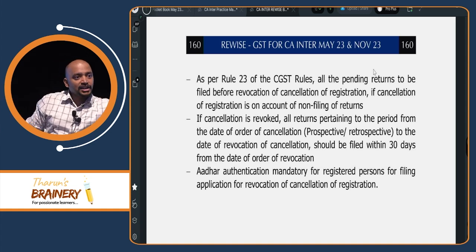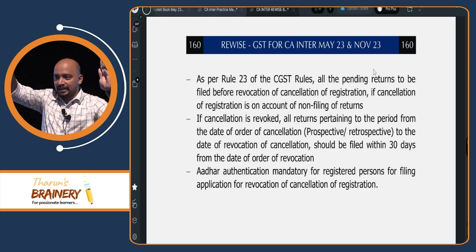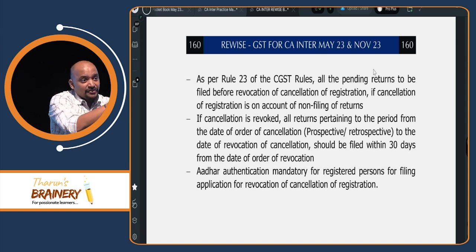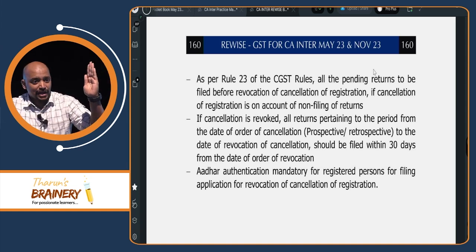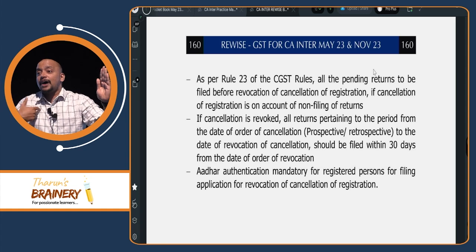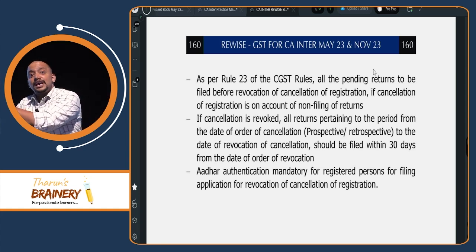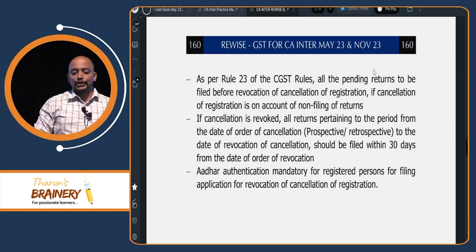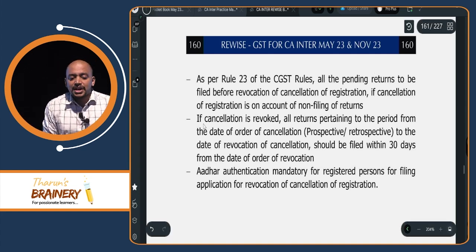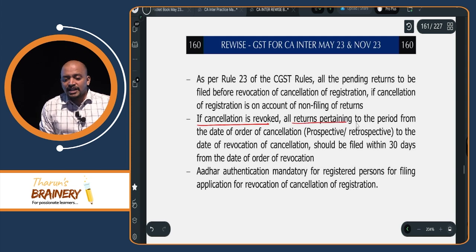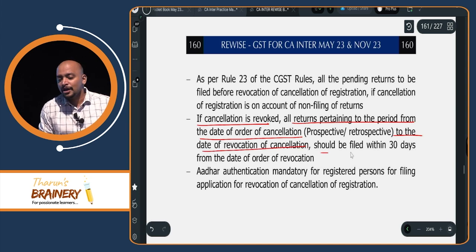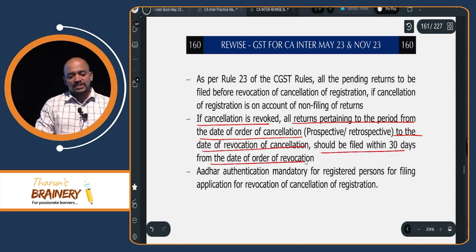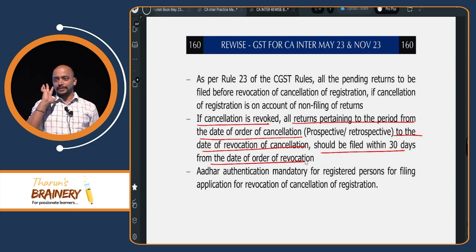Up to the date of cancellation, I have already filed returns. Now from the date of cancellation till the date of revocation of cancellation, I have to file returns within 30 days after they revoke my cancellation order. That point alone you remember. If cancellation is revoked, all returns pertaining to the period from the date of cancellation to the date of revocation of cancellation should be filed within 30 days from the date of the order of revocation.